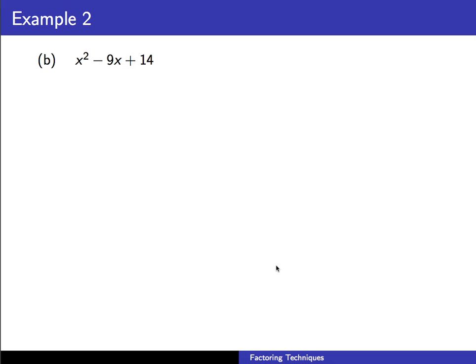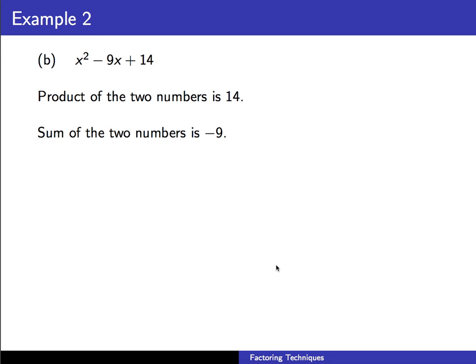All right, part B, we have x squared minus 9x plus 14. So we need the product of the two numbers to be 14, and we need the sum of those two numbers to be negative 9. If we're adding two numbers and getting a negative, and we're multiplying the two numbers and getting a positive, that means both of the numbers have to be negative, because a negative plus a negative is negative, and a negative times a negative is positive. So they're both going to be minuses, but we need to find two numbers we can multiply to make 14 that combine to make the negative 9, and negative 7 and negative 2 fit that description. So copying those down, we get x minus 7 times x minus 2.